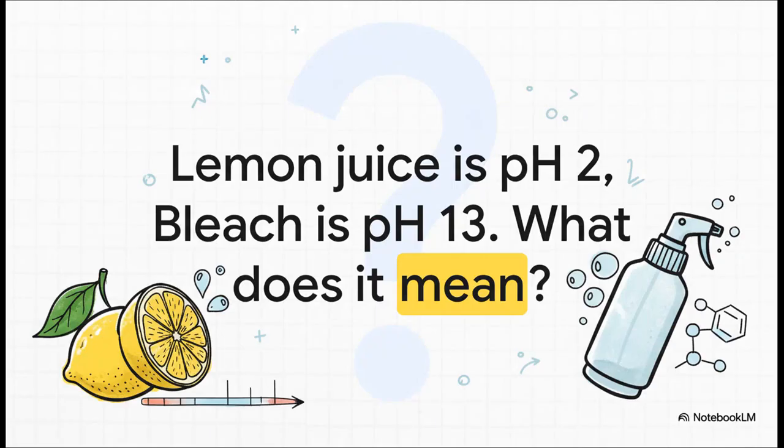So let's start with this. Lemon juice is acidic, it has a pH of 2. And bleach, that's super basic, with a pH of 13. But what does a 2 or a 13 really tell us? I promise you, the difference between them is way, way bigger than you think. And by the end of this, you'll know exactly how to measure it.